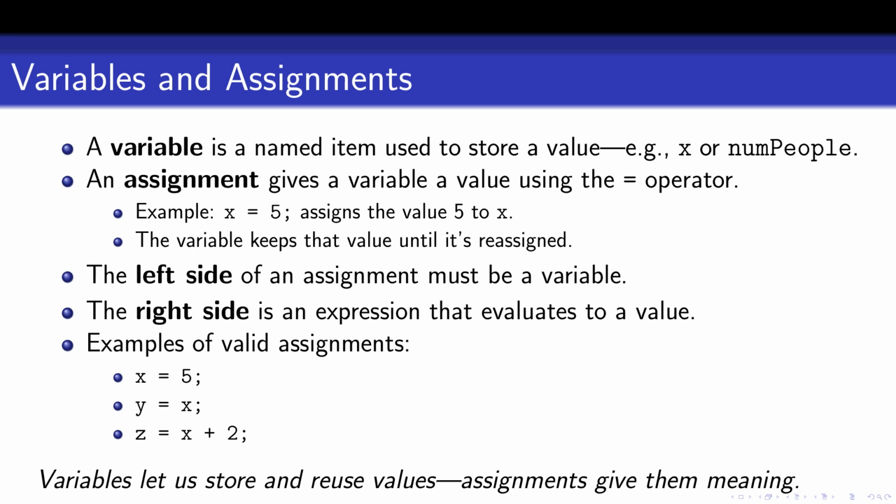Let's explore how variables and assignments work together in C. A variable is simply a named container that stores a value. You can think of it like a labeled box in memory where your program keeps data. For example, a variable named x or numPeople might hold a value like 5 or 100.